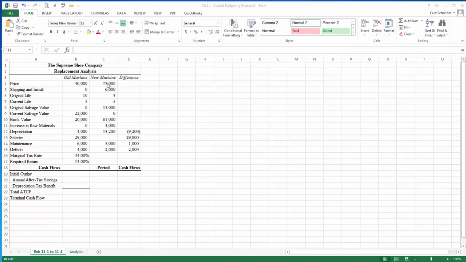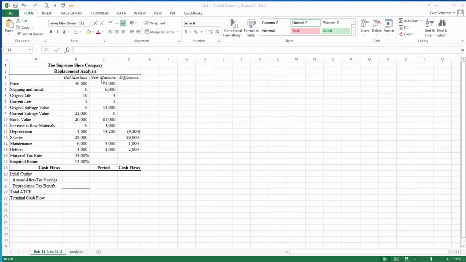Comparing that to the price of the new machine, which is very relevant to our problem, is $75,000. The shipping and installation of the new machine needs to be factored in, and that will add to the book value, for a total of $81,000. The original life of the old machine was expected to be 10 years. That was bought 5 years ago, so we still have 5 years of life on this machine. The new machine is expected to last us for 5 years.